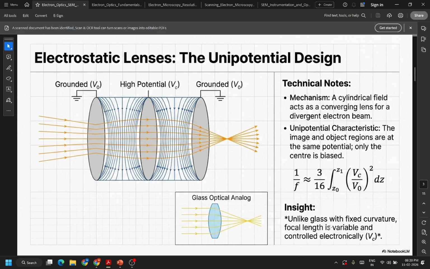You can see that once a glass lens is made, the focal length is fixed, but here you can change the focal length by changing the middle potential.